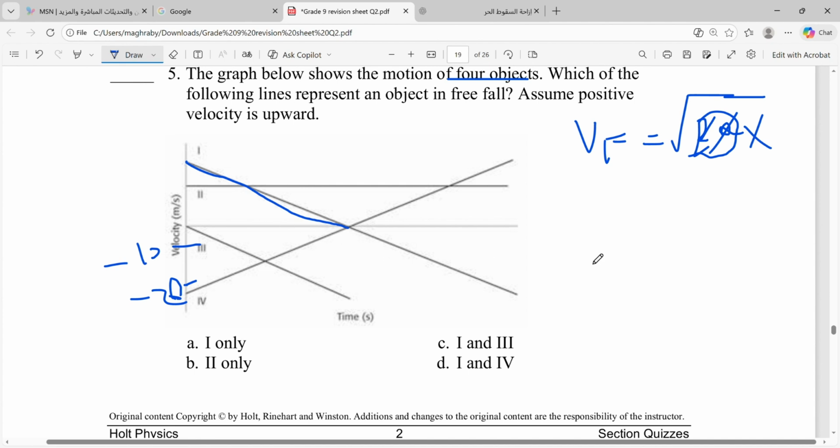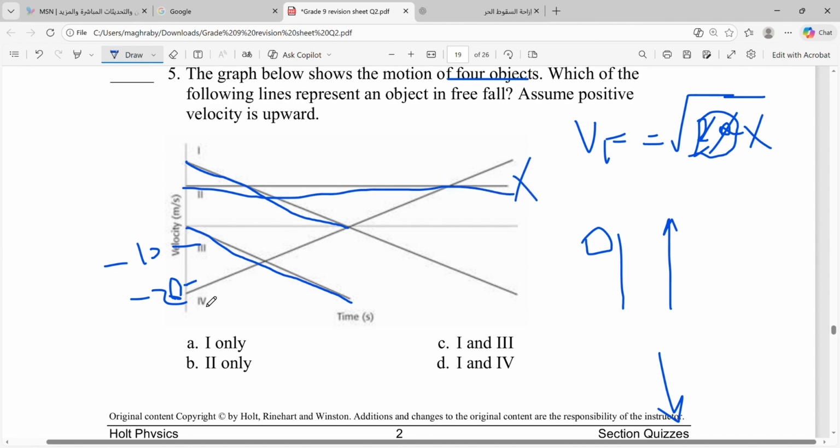This means that the ball at the beginning was rising up and then it was falling. So this is right. We can say this is free fall, and in this case the velocity is increasing, and when the velocity is increasing, that means that the ball is falling down. So this one is also right. Let's get to this one. The velocity is constant, so this one is not free fall.